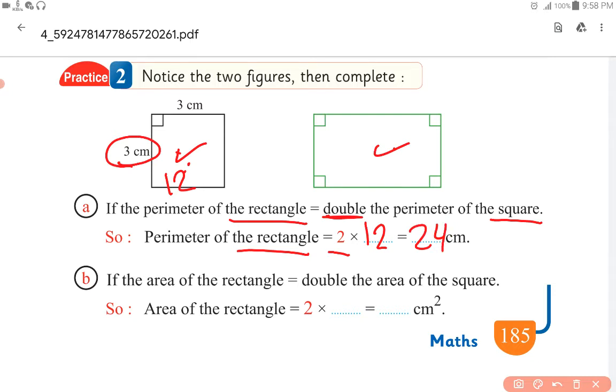24 سنتيمتر. بعد كده بيقول لي the area of this rectangle equal double the area of the square. يبقى أنا محتاج أحسب إيه؟ area of square الأول. إحنا قلنا area of square equal side length times itself. يبقى 3 times 3 equal 9 square سنتيمتر. يبقى area of rectangle double area of square اللي هي 9. يبقى 2 times 9 equal 18 square سنتيمتر.